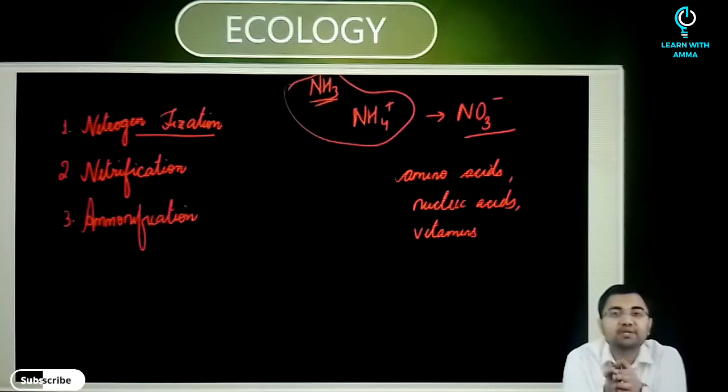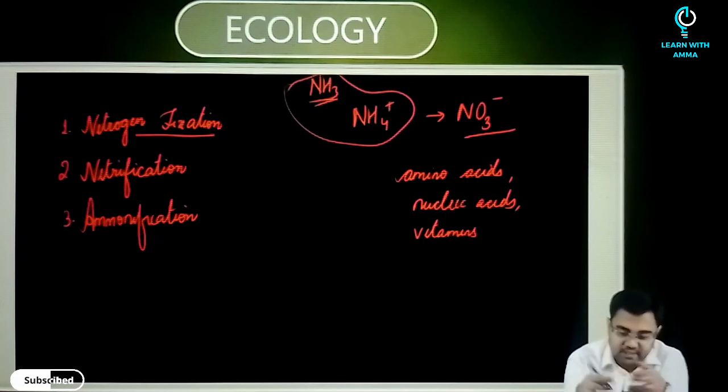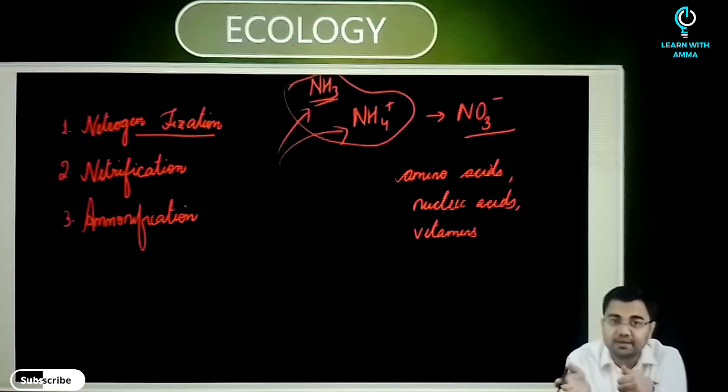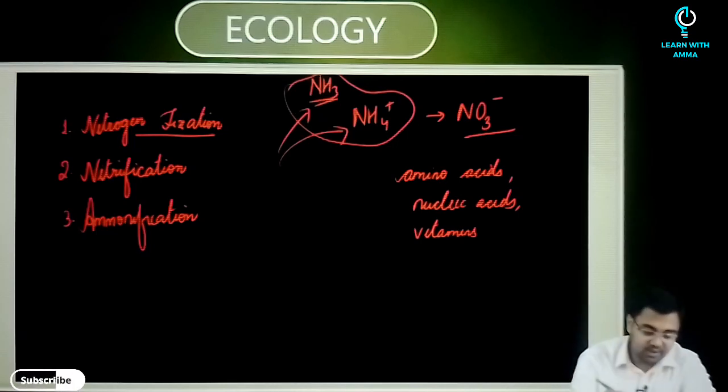Now in ammonification, various kinds of decomposer bacteria convert this waste coming from plants and animals into simple nitrogen containing inorganic compounds such as ammonia. They would convert this form of nitrogen into ammonia or into ammonium nitrate or into ammonium ion. So this is the third process.